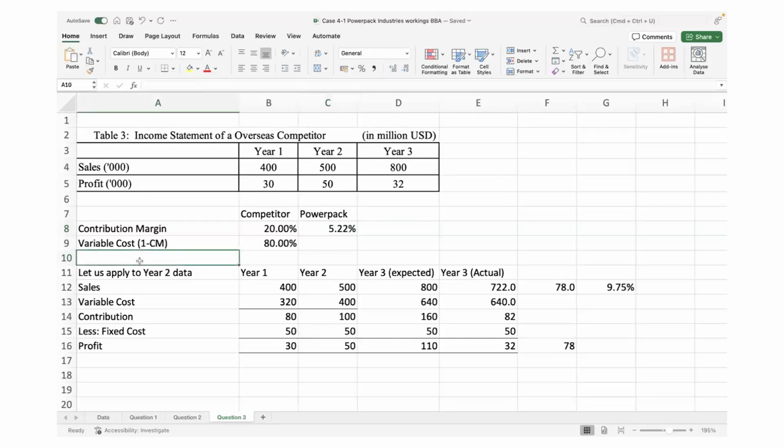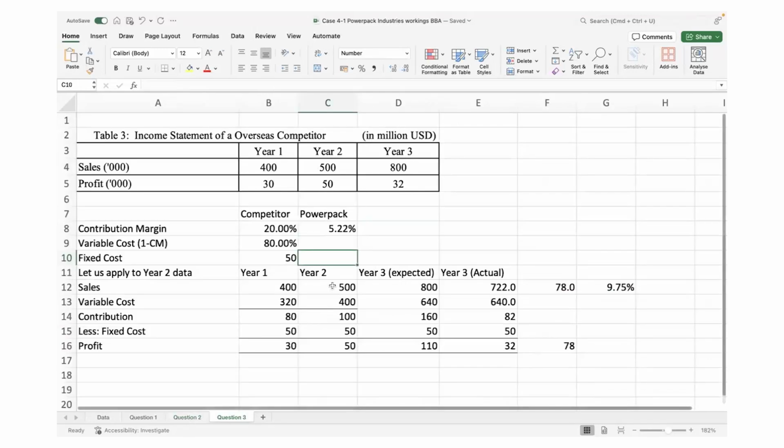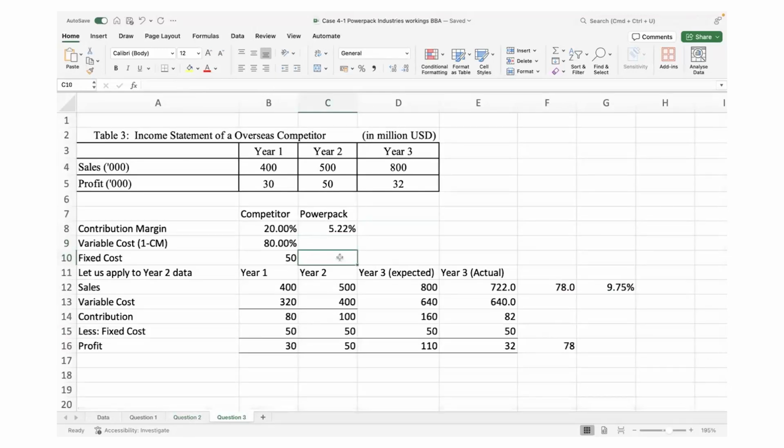Then the fixed cost is 50, whereas the fixed cost for our company is 8.33. Variable cost is 1 minus this, which is equal to 94.78%.